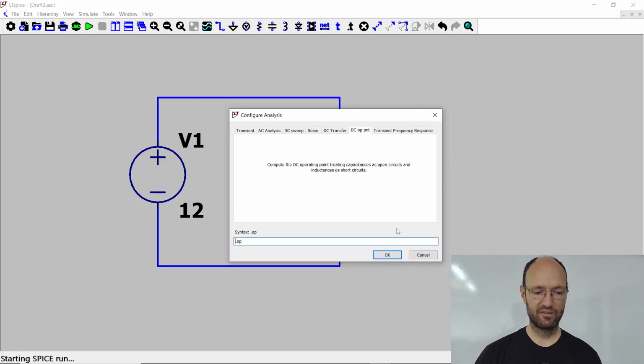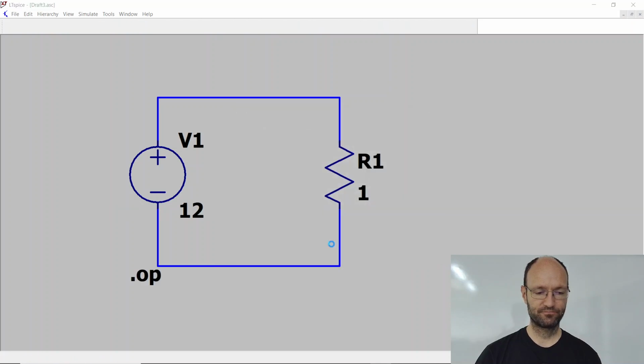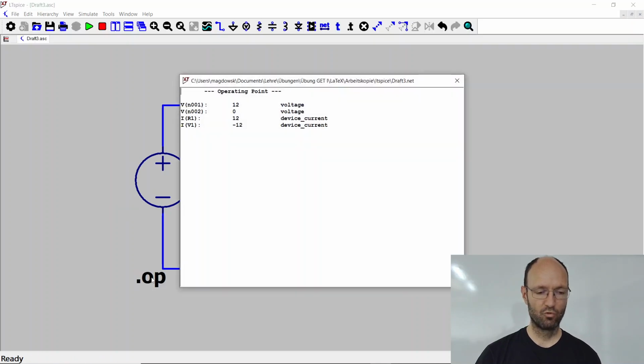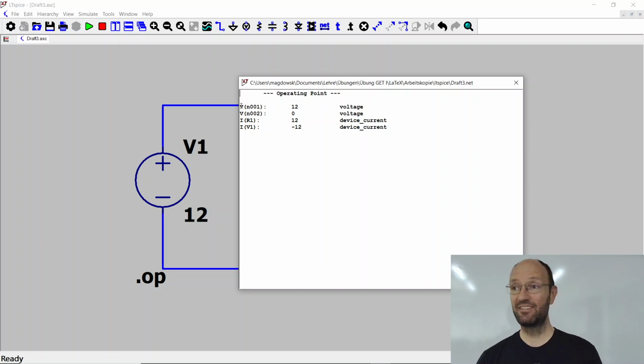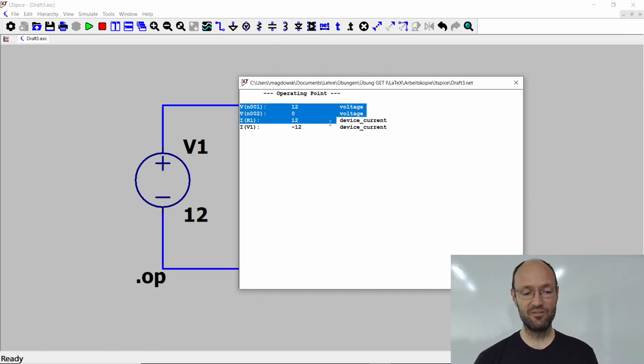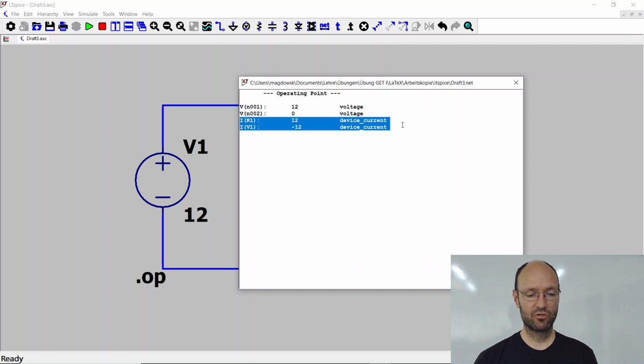And so we select this DC operating point, and then it says OP, and it does the simulation already. So we see that we get the result now here as kind of a table, and we get the voltages, or not really voltages, I will explain in a second what this means here, and we get currents.